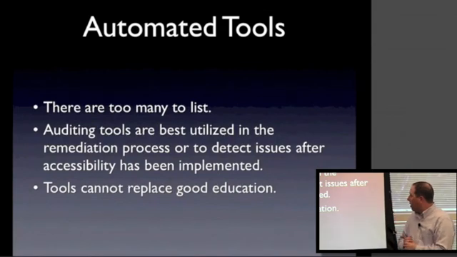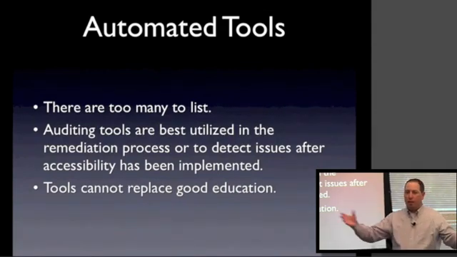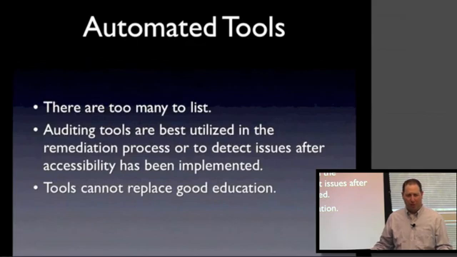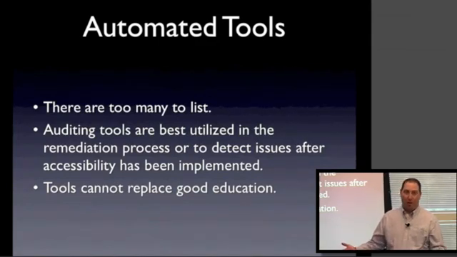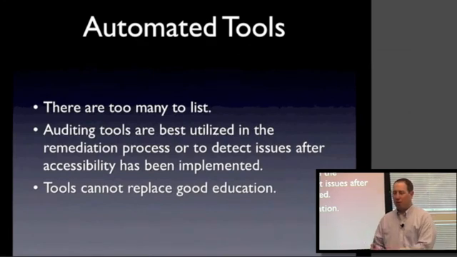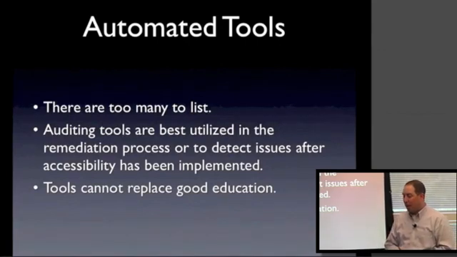Auditing tools are best utilized in the remediation process. If you spend a lot of money on auditing tools that'll check zillions of sites and tell you how bad your accessibility is, you say, wow, okay, well we've got issues, now what do we do? It's a lot better to implement those types of tools after you've already implemented accessibility. Then you say, well, what have we missed versus where do we start? We need to have a better process, maybe put those resources somewhere else. You already have a great plan and are implementing good accessibility.